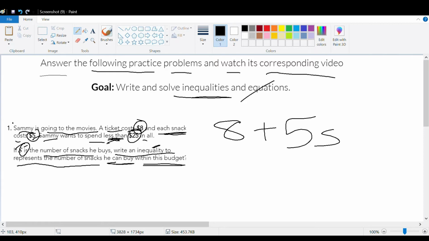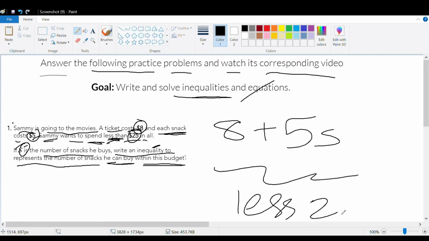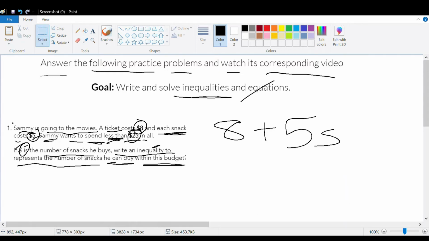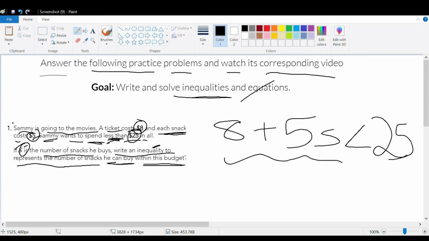And then Sammy wants to spend less than $25. So all of this should be less than 25. And how do we represent less than? This right here is the sign for less than. And then all of this should be less than 25. So now this is basically a full inequality.